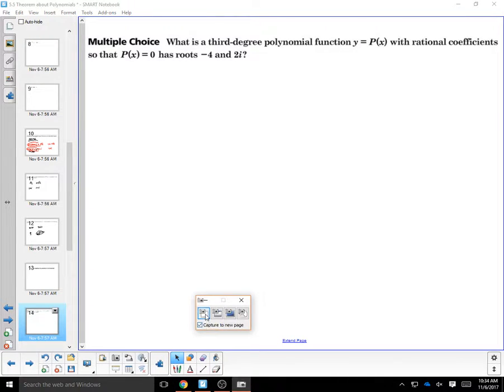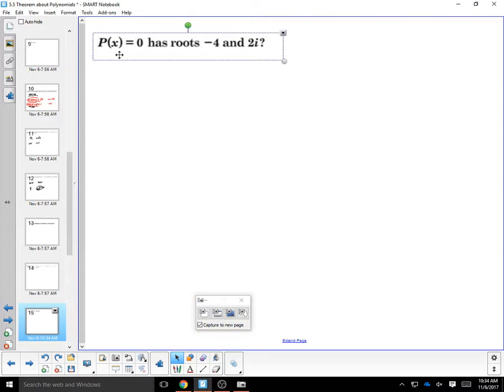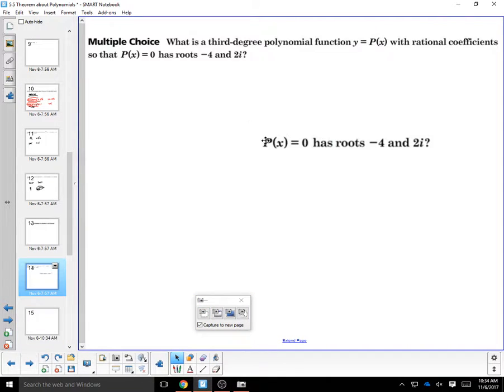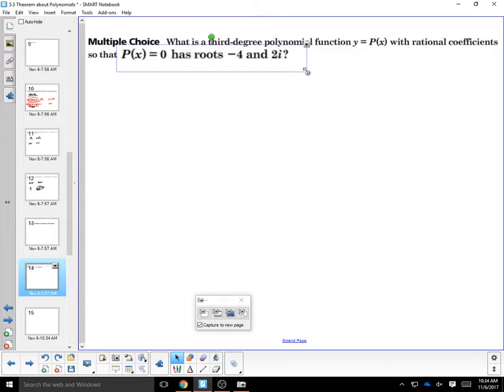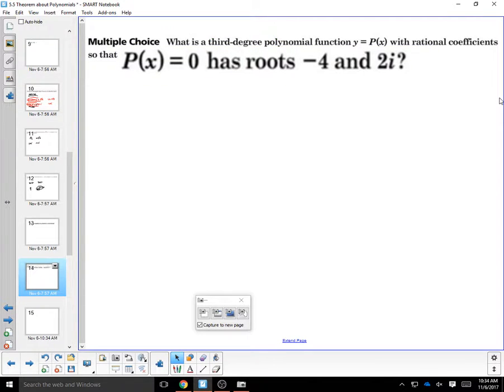Let me make this a little bit bigger so you guys can see that. Okay, so this is saying some polynomial has a root of negative 4 and a root of 2i. So they want me to construct the polynomial. Here's what I know. I know that x equals negative 4. I know x equals 2i. Is that all I know? No. What else do I know? x equals negative 2i also.